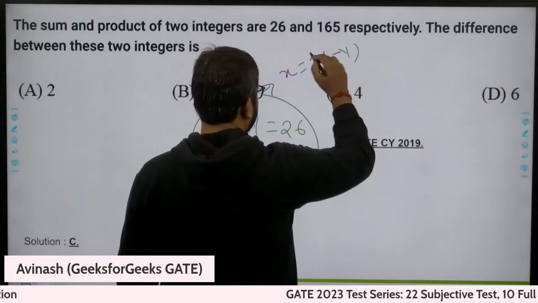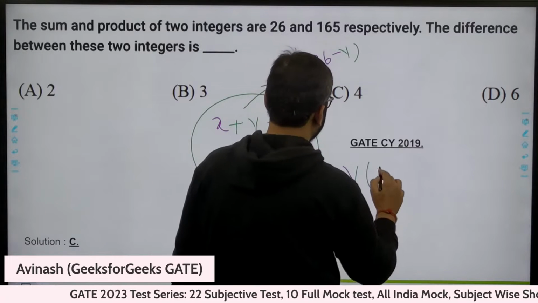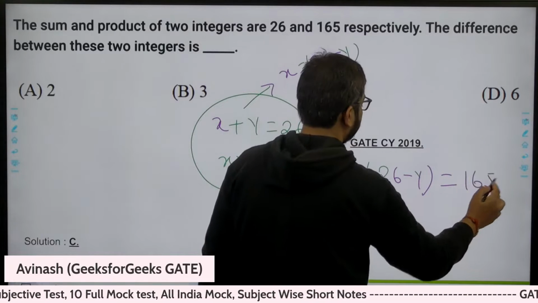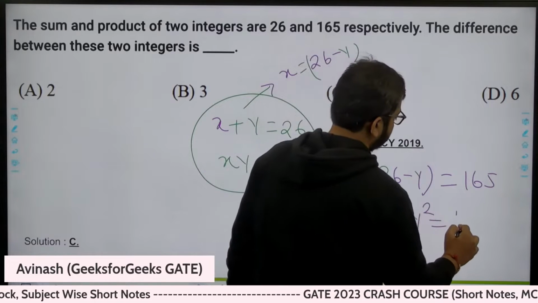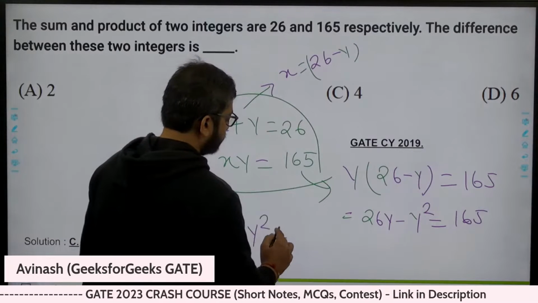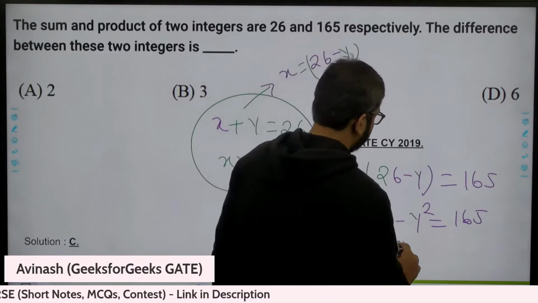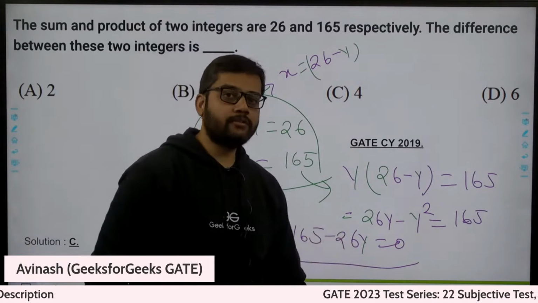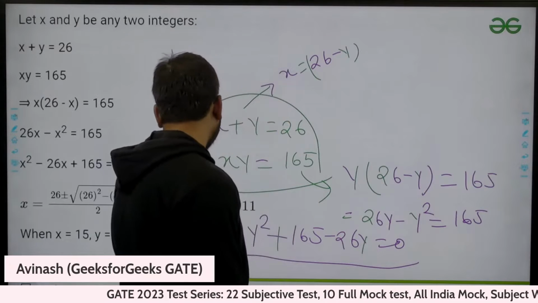If I put the x value over here, y into 26 minus y is equal to 165. This will give you 26y minus y square is equal to 165. So we can rewrite this equation as y square plus 165 minus 26y is equal to 0. This is a quadratic equation. You can solve this part and find the value of y.